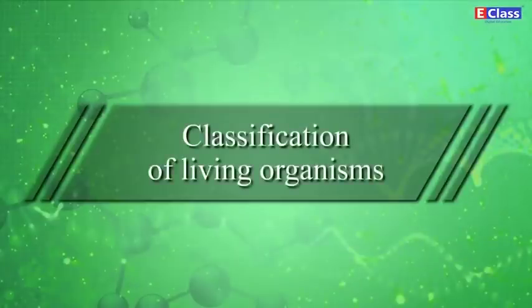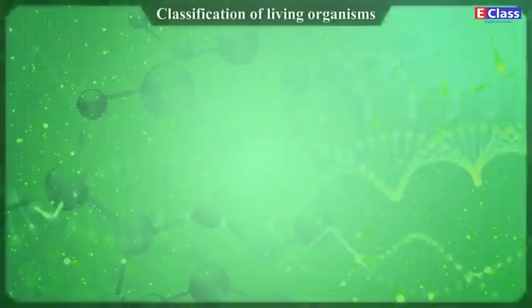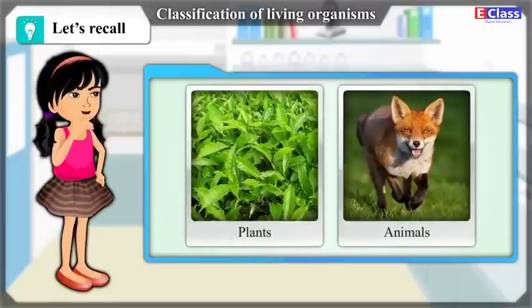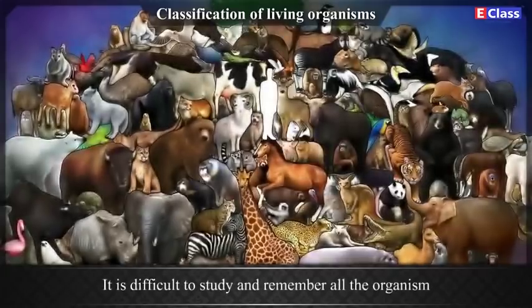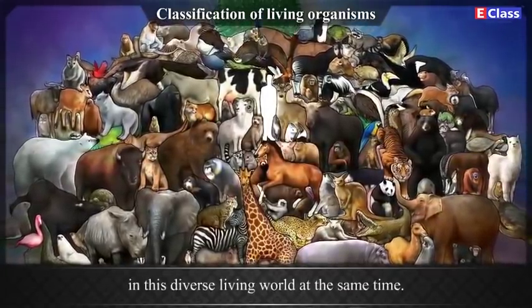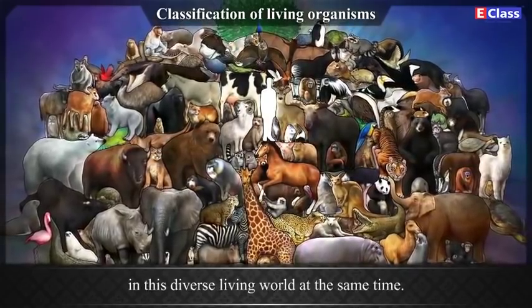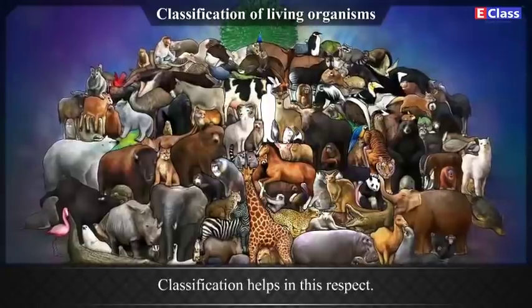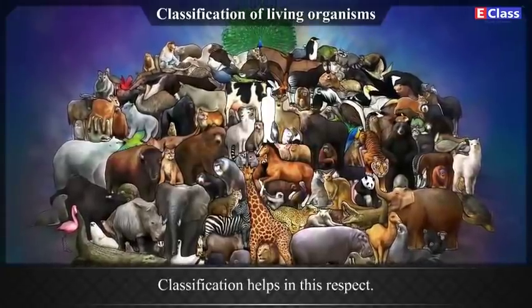Classification of living organisms. Let's recall. Why are living things classified? Which are the criteria used for classification of plants and animals? It is difficult to study and remember all the organisms in this diverse living world at the same time. Classification helps in this respect.